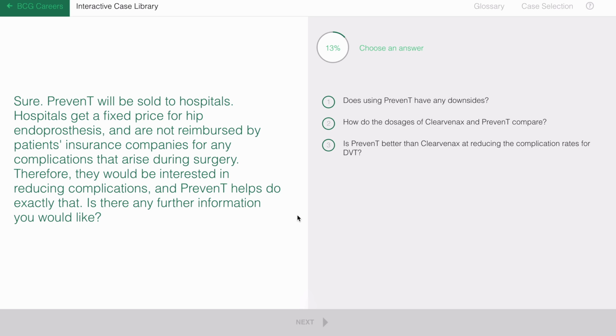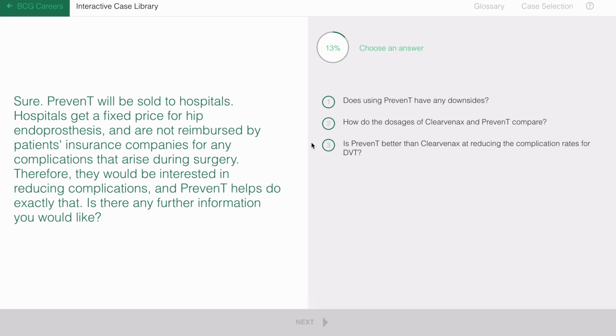Okay, that makes sense. So the more the drug can help prevent complications, the more likely the hospital is to pay a higher price for it, because the hospital is willing to spend money on the drug if it ends up saving them money. So now let's look at the answer choices. 1. Does using Prevent T have any downsides? 2. How do the dosages of Clearvanax and Prevent T compare? And 3. Is Prevent T better than Clearvanax at reducing the complication rates for DVT?